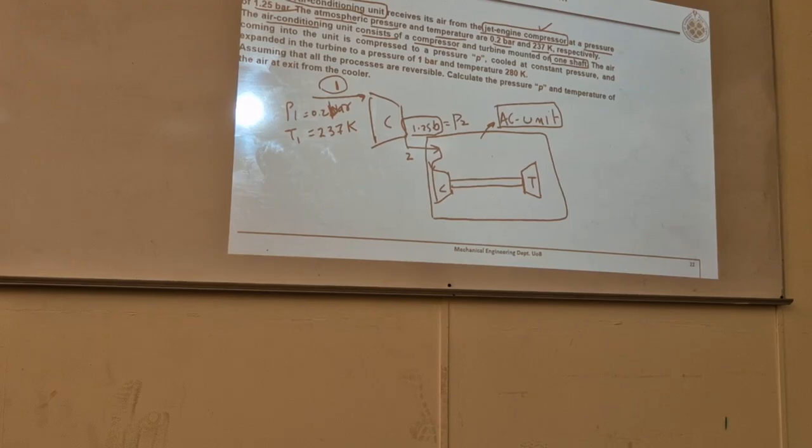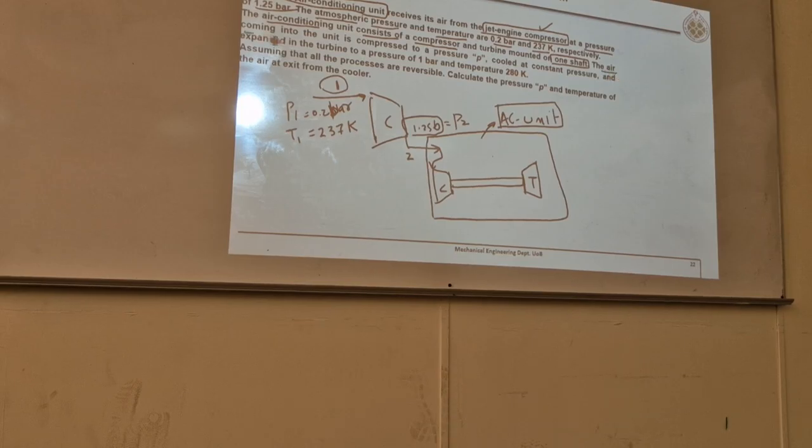It was not like this in the previous question. Turbine and compressors were not on the same shaft. And you had only one compressor, the jet engine compressor. Now here you have two compressors, one jet engine compressor, another compressor for the air conditioning unit. And here, this air conditioning compressor and turbine are mounted on one shaft.